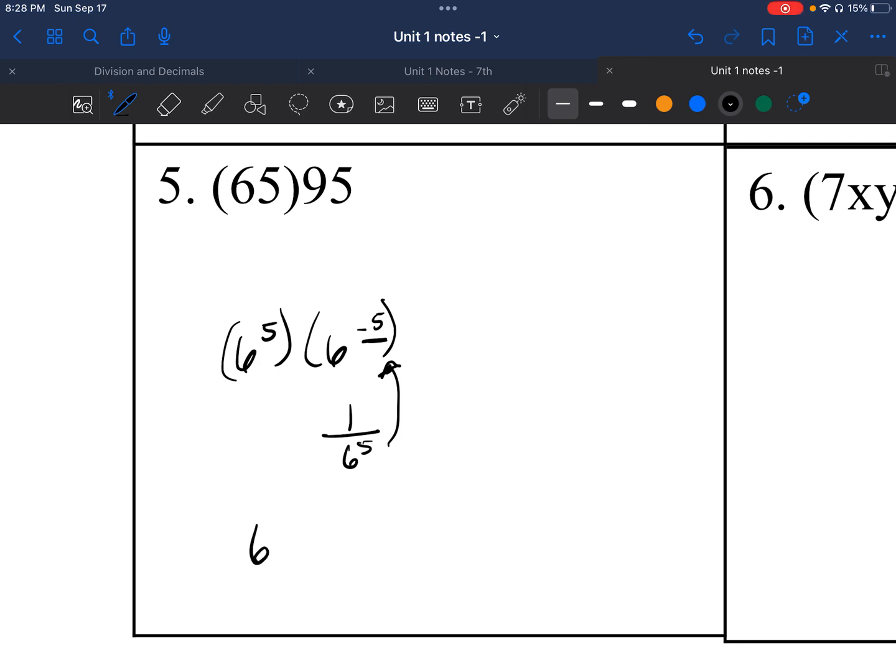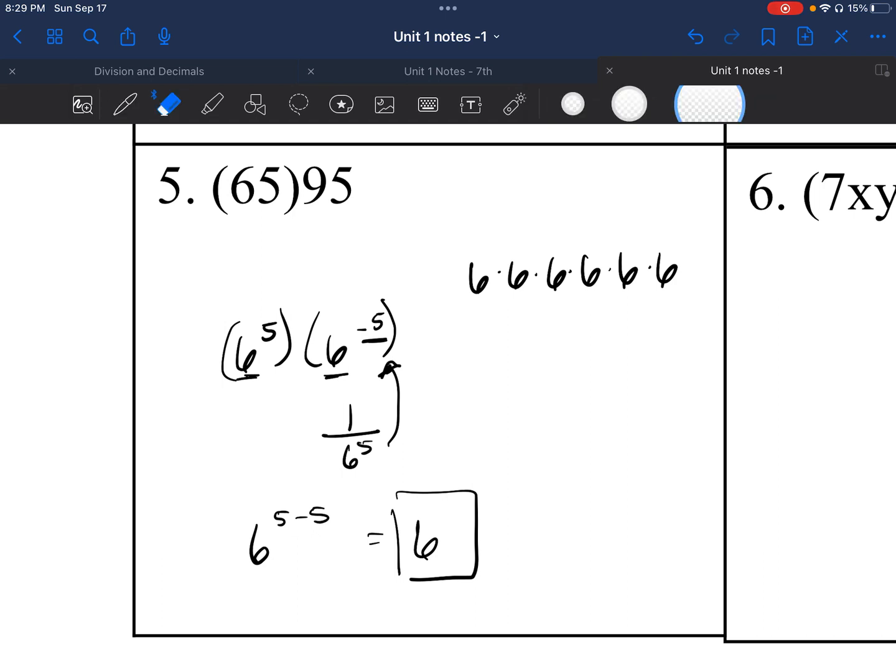We do 6, they both have a base of 6, and we do 5 minus 5 because we have a negative 5 up there. So this just becomes 6 to the 0, which seems simple, and we can work through this multiplication because we can look at it as 6 times 6 times 6 times 6 times 6 times 6. Oh, sorry, I got a little carried away. I gave too many 6s there.